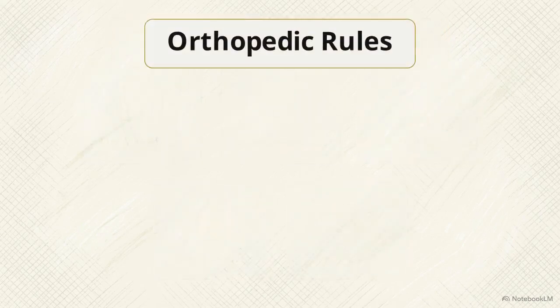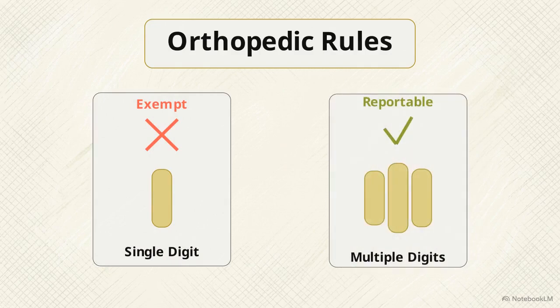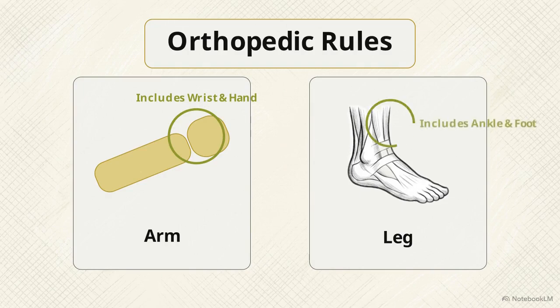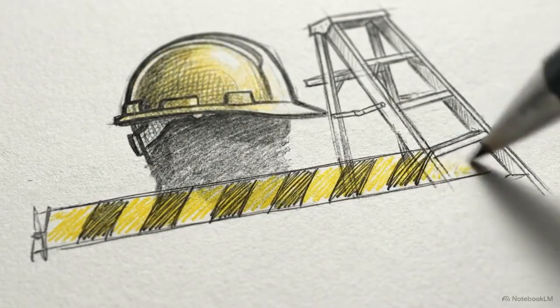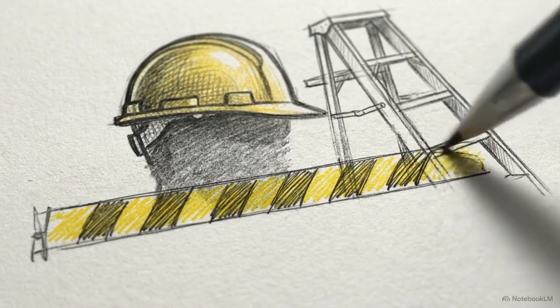There are specific orthopedic rules. A single broken finger or toe is exempt from this category. However, multiple broken digits, or any fracture or amputation of an arm, leg, hand, or foot, which specifically includes the ankle, qualifies as critical. If an incident meets any of these criteria, or if there is a fatality, the law dictates that you must not disturb the scene.